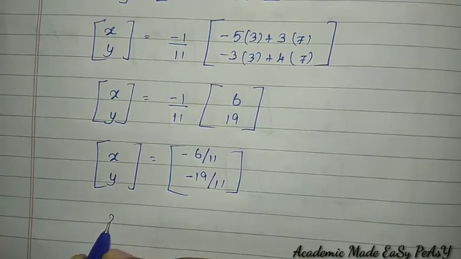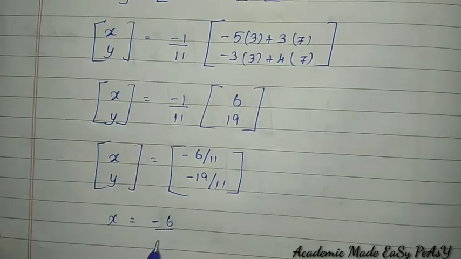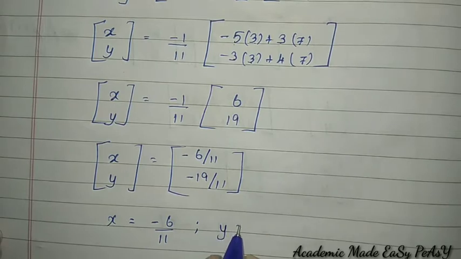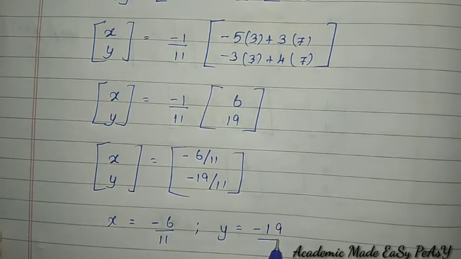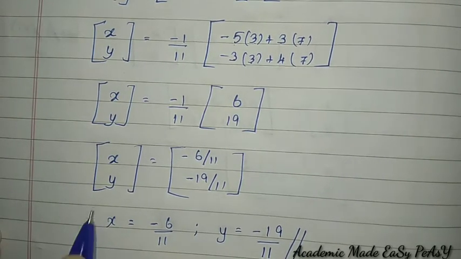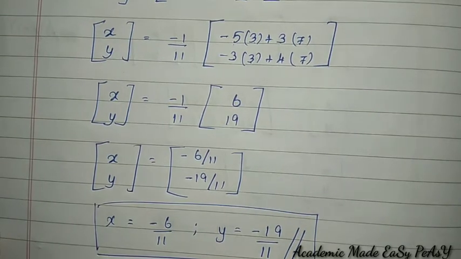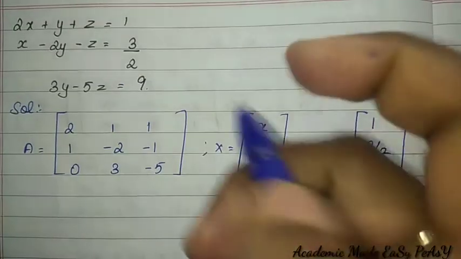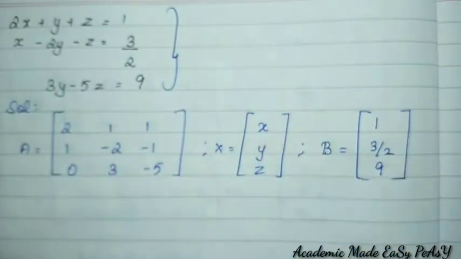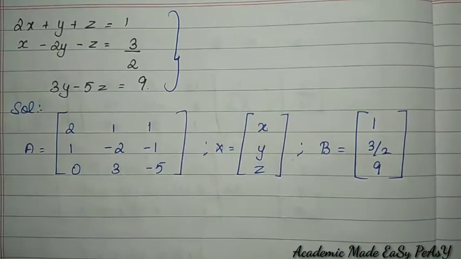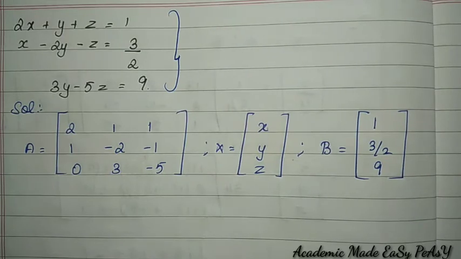So my x is equal to minus 6 by 11 and y is equal to minus 19 by 11. That's it. These are the required values for x and y. So next question. Here also we have to find the solution only. So here 3 equations are given and we have to find the solutions for these 3 equations.